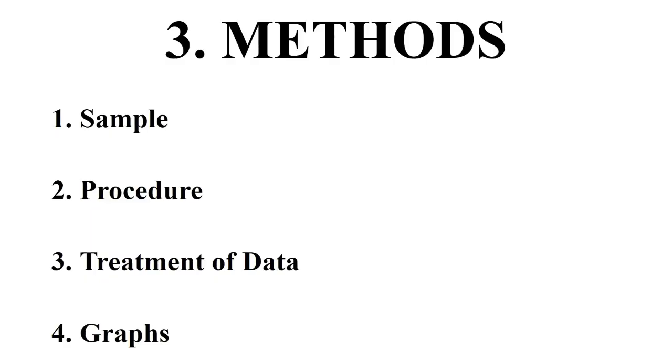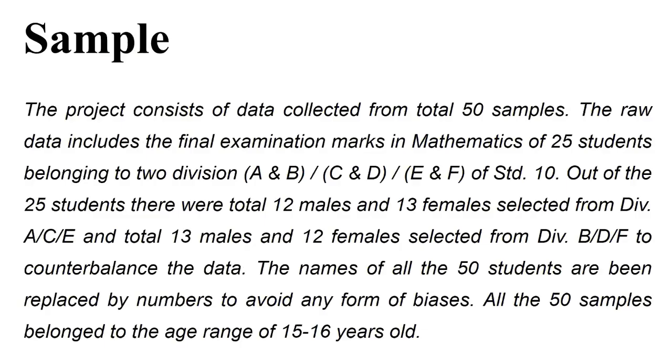Okay, so now let us move on to the third major topic in our project as per our index, and that is methods. Now under methods, we have a total of 4 subtopics, that is sample, procedure, treatment of data and graphs. So let us discuss each of these topics in detail and exactly what you have to write in these topics. So the first topic is going to be sample. So your sample should look something like this. Now you can pause the video over here and just read this slide. What I'm going to do is send you a template of this so that it would be easier for you to edit and copy directly into your project.